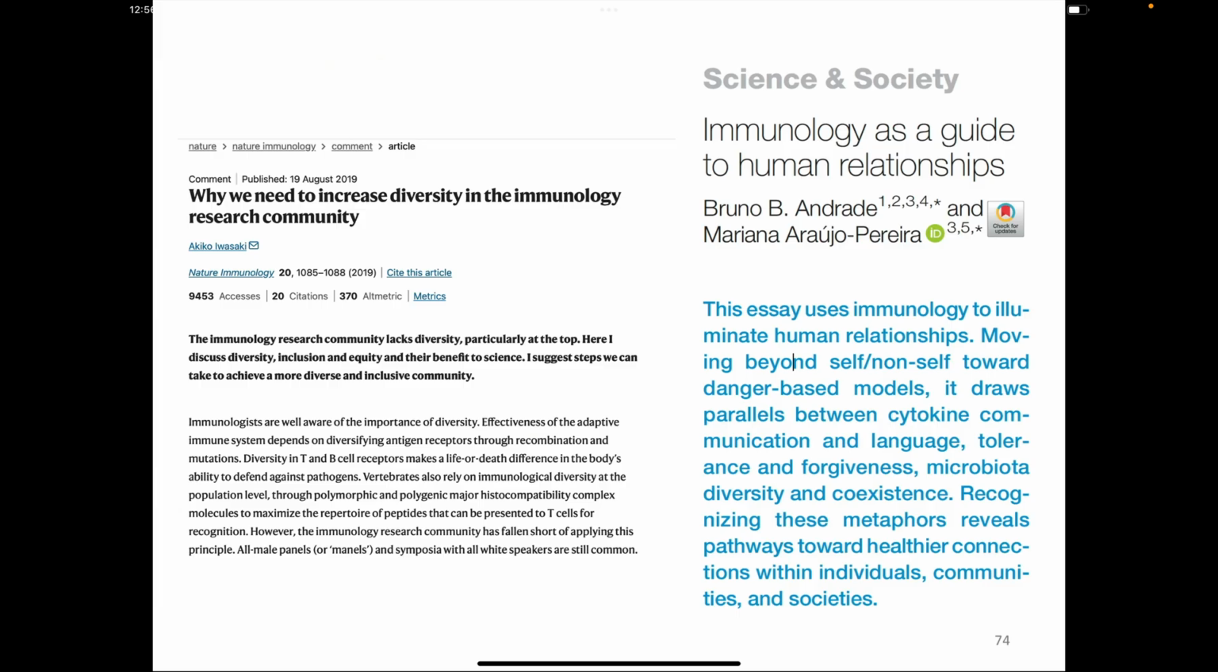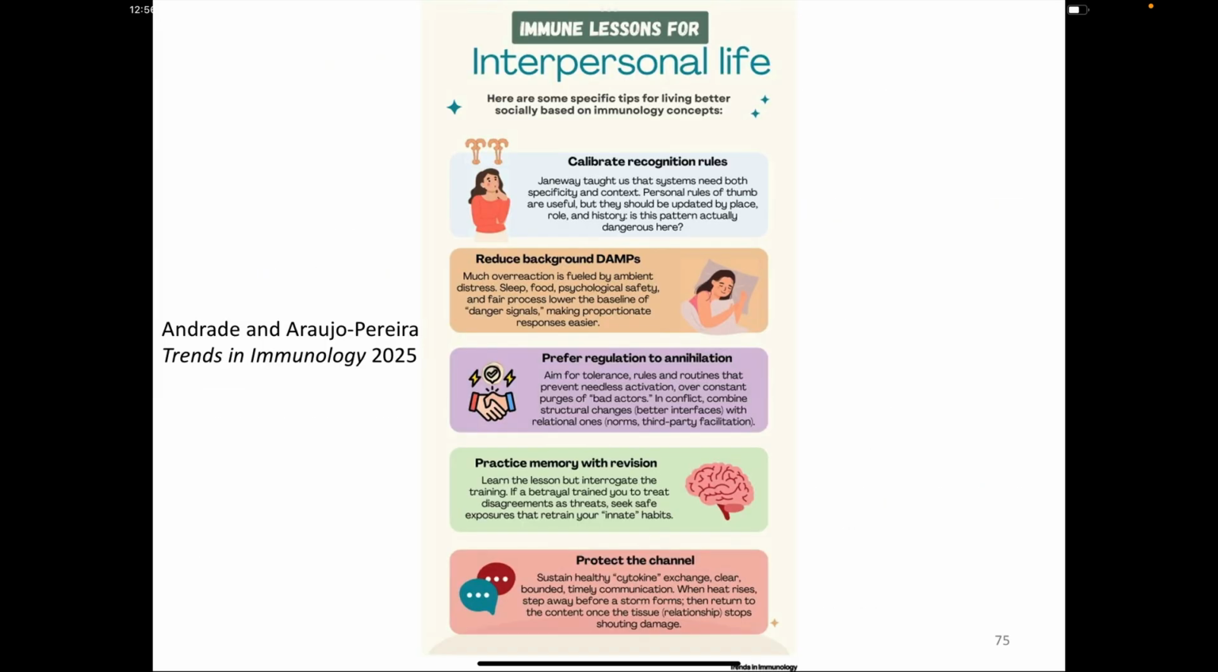Also, yesterday in my emails, when I was looking at different papers, this paper was published called Immunology as a Guide to Human Relationships. And I printed out copies of this kind of silly philosophical paper in case you want to look at it. But it reminds us of things like we should calibrate how much we recognize things and make sure that we have confirmation that something is a threat. We should reduce things in the background that stress us out. We should try to regulate instead of kill. We should try to have memory and revise and learn from our experiences. And we should make sure we have clear communication.